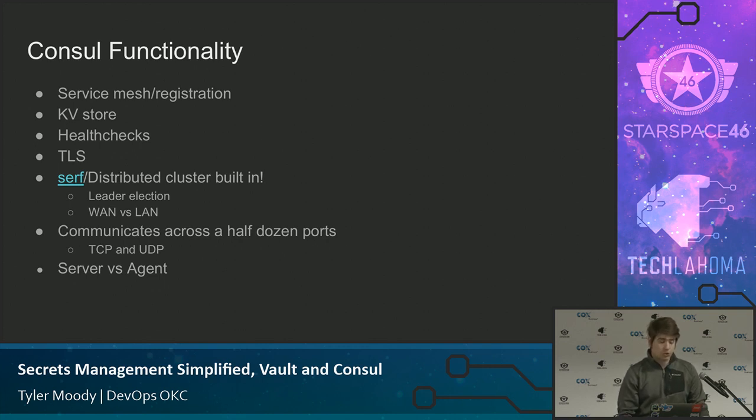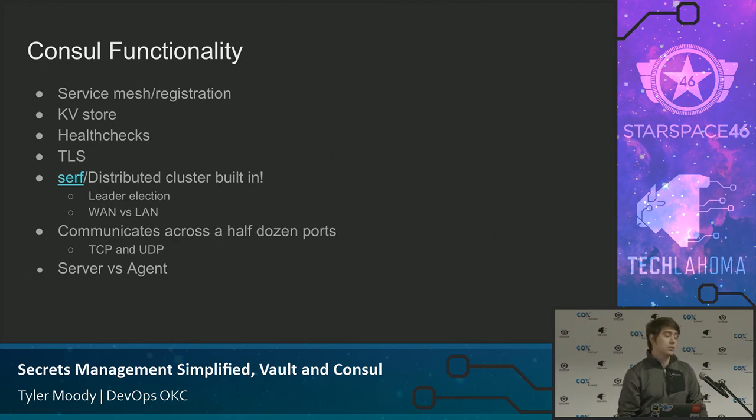So it uses Serf, which is another HashiCorp product, and it's like their base product, and it's the actual distributed cluster piece. It handles the leader election for a distributed cluster, and it does WAN versus LAN communication. So, let's see, I have this written. LAN is your private pool in a data center.